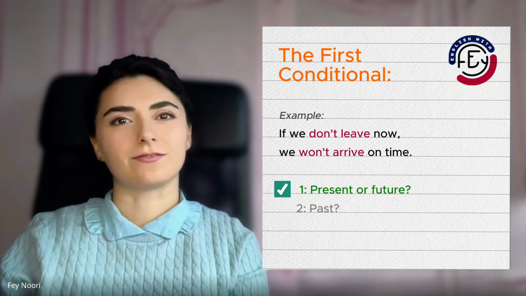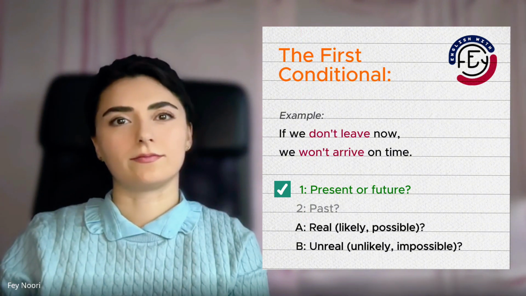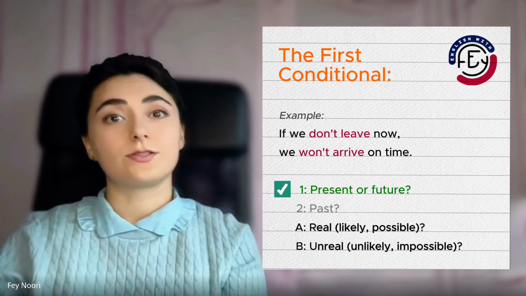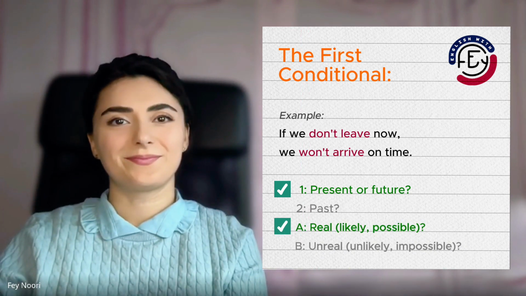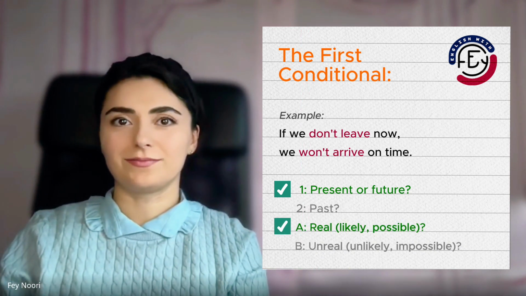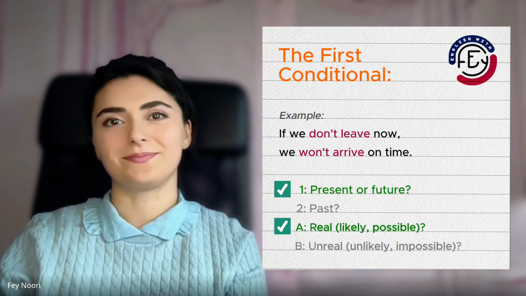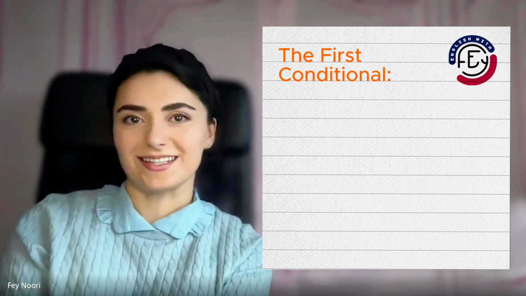Now ask yourself, is this real or unreal? This can actually happen. We can still be late. So it's real. So in type 1 conditional, yes, it's real. And yes, it's about the present or the future. Let's see the next example.